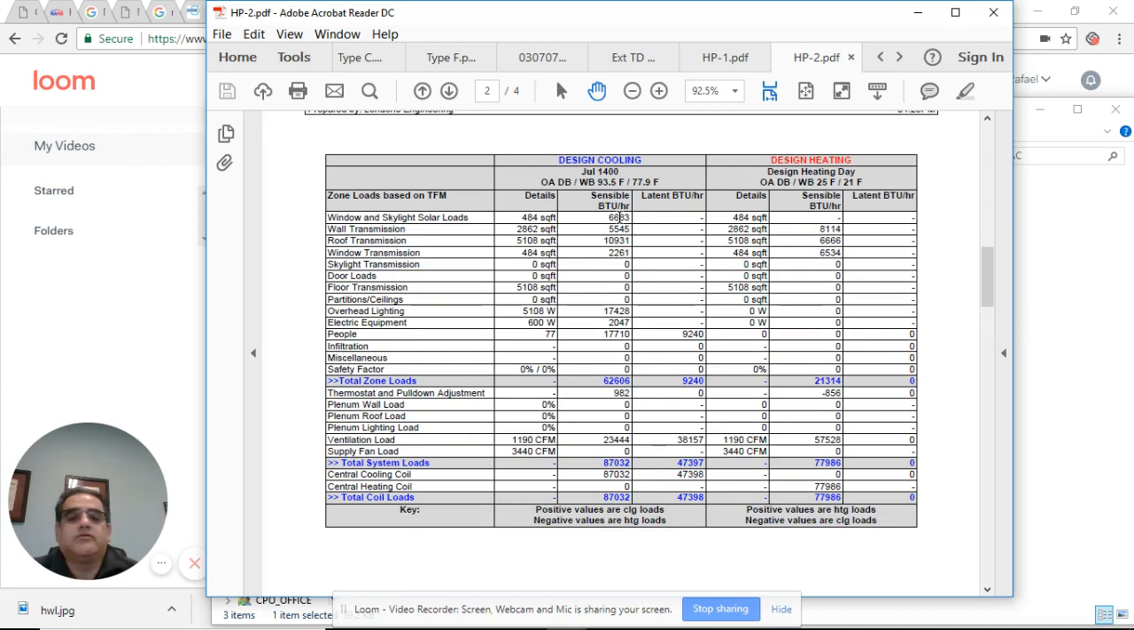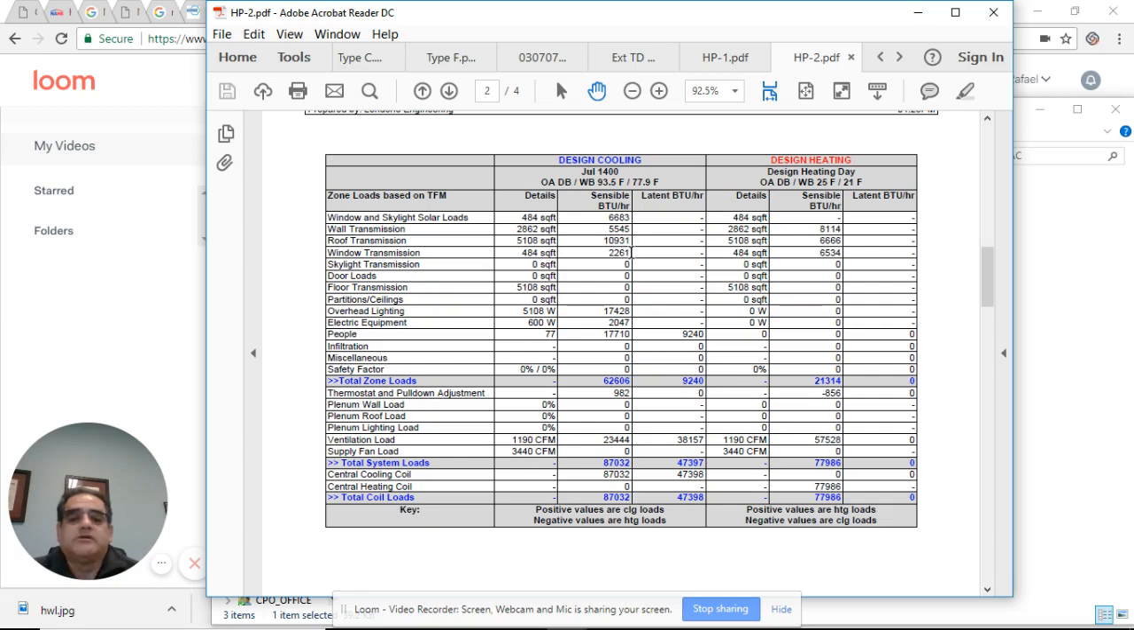I'm sorry, this isn't roof. This was windows. There's many more windows, so there's more load. There's more walls, obviously. A total of 2,800 square feet of walls exposed to the outside. There's a 5,108 roof, right? And 10,000 BTUs. So basically almost a ton of air conditioning just because of the size of the roof.